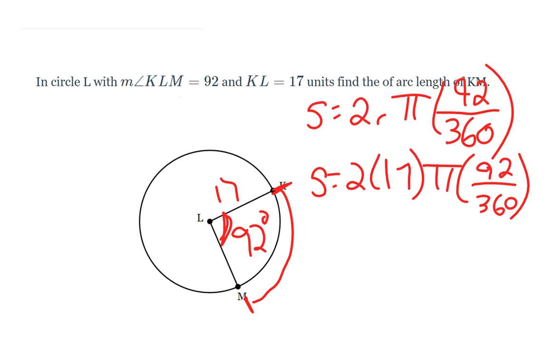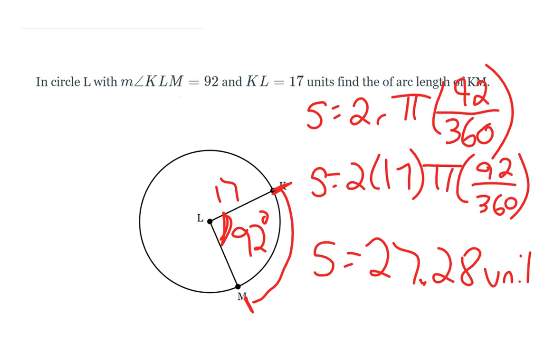Again, now all I got to do is pull out my calculator and do some plugging and chugging. So 2 times 17 would be 34, times 92 gives me 3,128. Multiply that by 3.14, divide by 360. I'm going to get a sector length of 27.28.